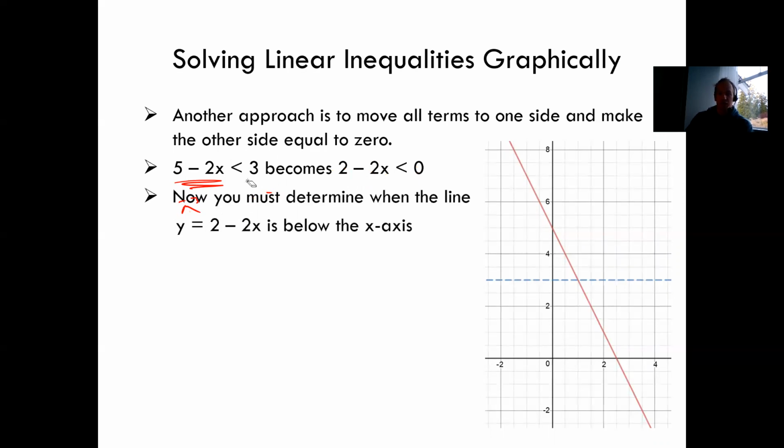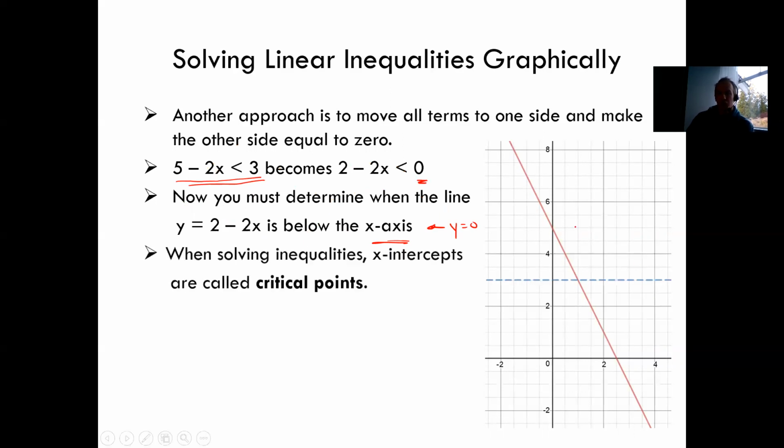Okay, in this case, I'm going to erase that. Now you must determine when the line y equals 2 minus 2x is below the x-axis, because remember, this is kind of like the line y is equal to 0. This is a little complicated, and making one side equal to 0 can sometimes make your life a little easier. So instead of this picture, what we're going to wind up having is 2 minus 2x, which is more like this line here. And again, we can see that when x is anything bigger than 1, we're going to have a solution.